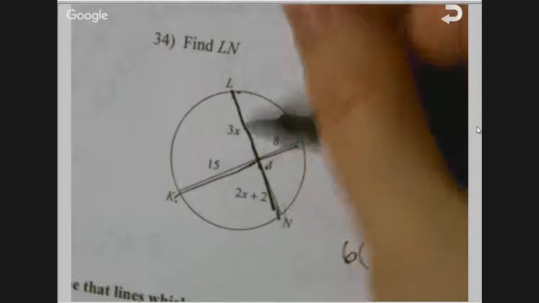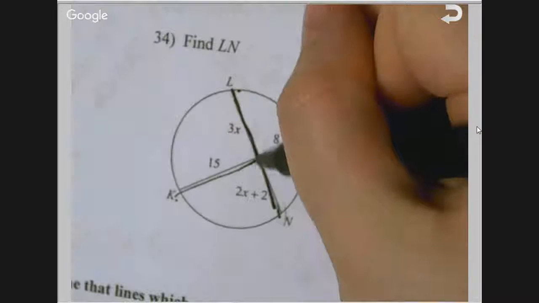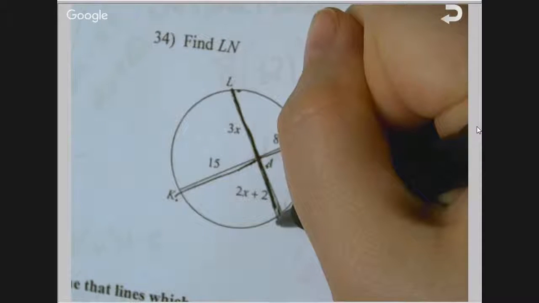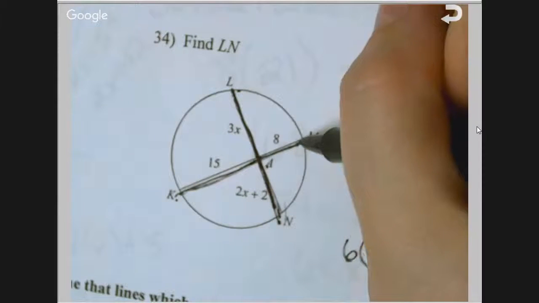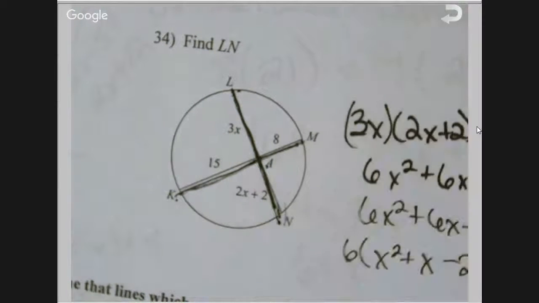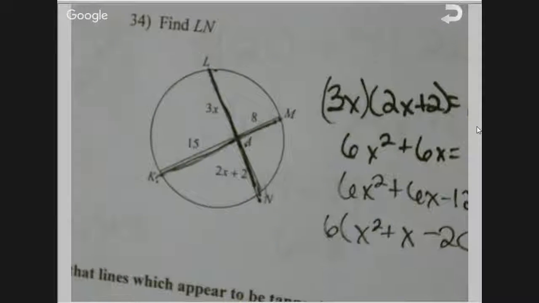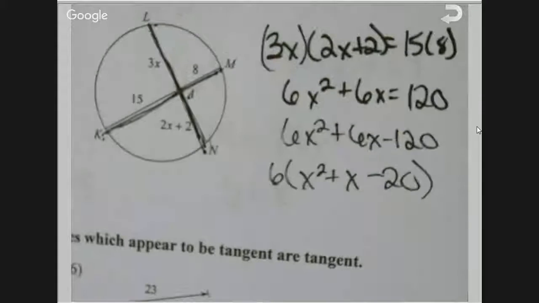Follow as your line goes. Okay, so I went 3x times 2x plus 2, right? Equals 15 times 8. Would it matter which line you started with? No, it doesn't matter at all. Okay, but the lines have to be crossing, and you have to care about the line segments in that case.